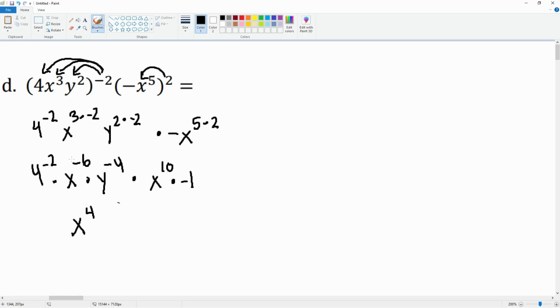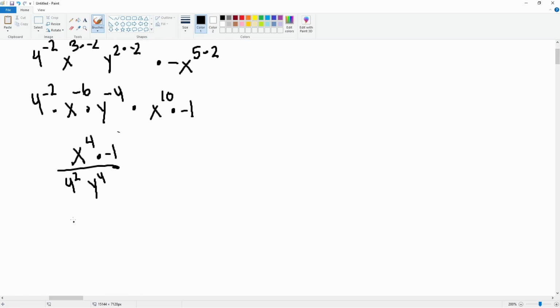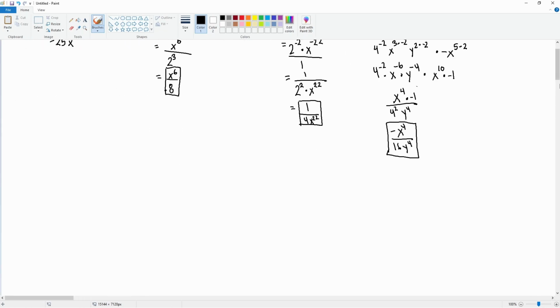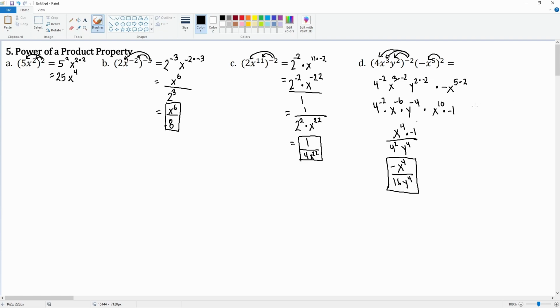Okay, and then we have a 4 to the -2 power. We're gonna bring that down. Then we have a y to the 4th power that we also going to bring down. Oh, there's also a times -1 on the top. Okay. Then we have -x to the 4th, because that's what -1 multiplies to x to the 4th power is. 4 squared is 16, y to the 4th power. So there you go. So that is how you deal with the power of a product property to simplify an exponential expression.